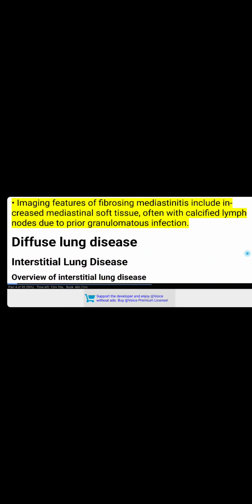Progressive proliferation of fibrous tissue within the mediastinum may lead to encasement and compression of mediastinal structures. The most common causes of fibrosing mediastinitis are histoplasmosis and tuberculosis. Fibrous encasement of the pulmonary veins leads to permanent histological changes within the endothelial cells. Fibrosing mediastinitis may also encase the pulmonary arteries, creating a precapillary pulmonary hypertension. Imaging features of fibrosing mediastinitis include increased mediastinal soft tissue, often with calcified lymph nodes due to prior granulomatous infection.